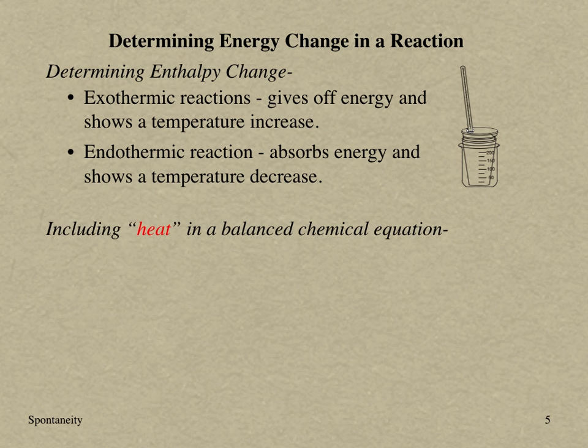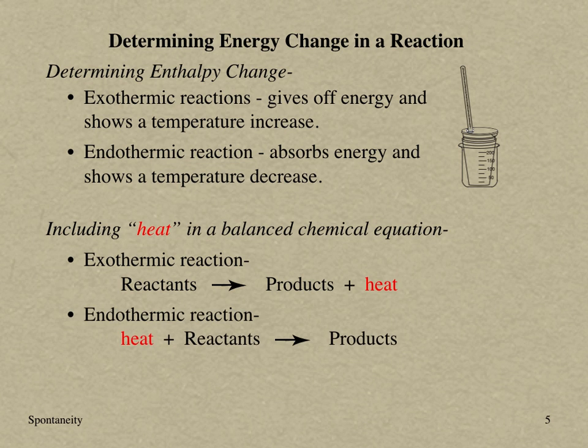It can be useful to include the word heat in the balanced chemical equation. For an exothermic reaction, heat is written as a product in the balanced chemical equation. For an endothermic reaction, heat is written as a reactant. The inclusion of heat in a chemical equation can be useful when deciding how a temperature change affects a reaction at equilibrium.